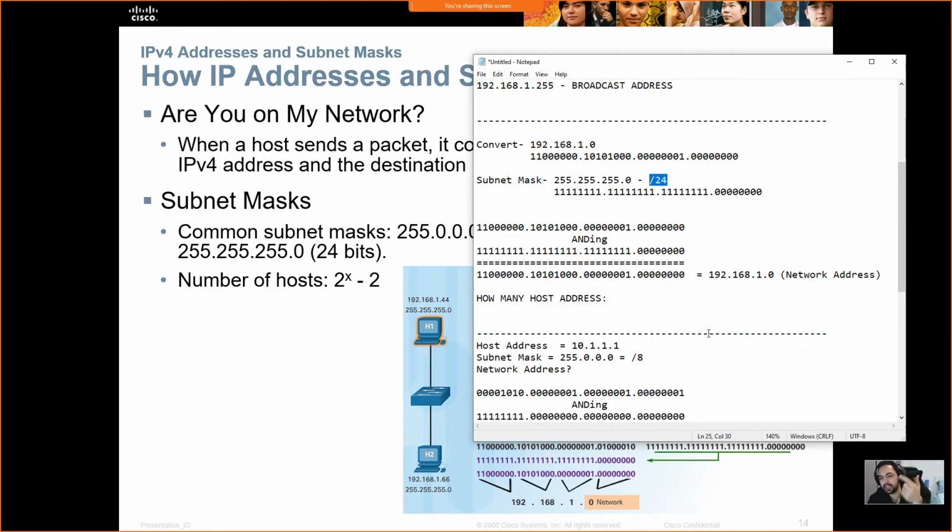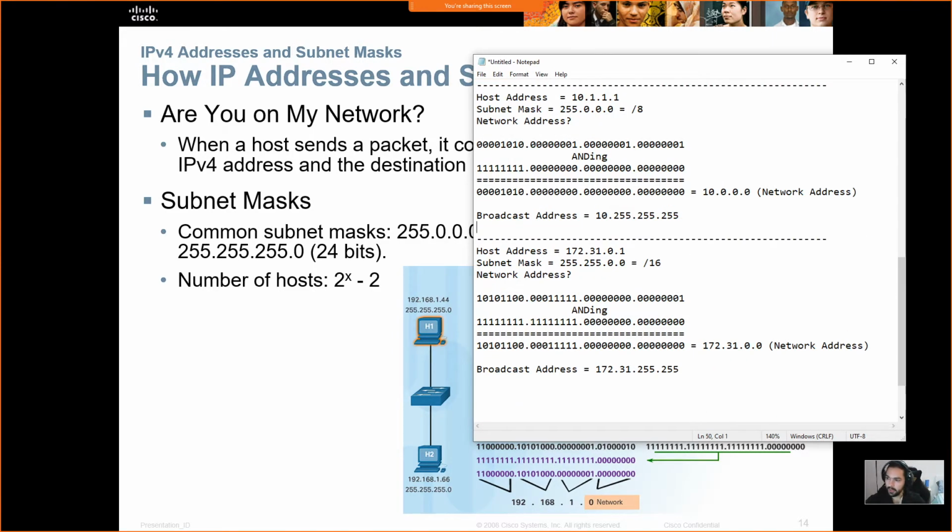But you need to discount 2. And why do you need to discount 2? Because the all zeros represent the network and the all ones represent the broadcast. These cannot be assigned, and that's why you have -2. So someone help me do the maths. How many hosts? 254. And that is because 2 to the power of 8 is 256 minus 2, 254.